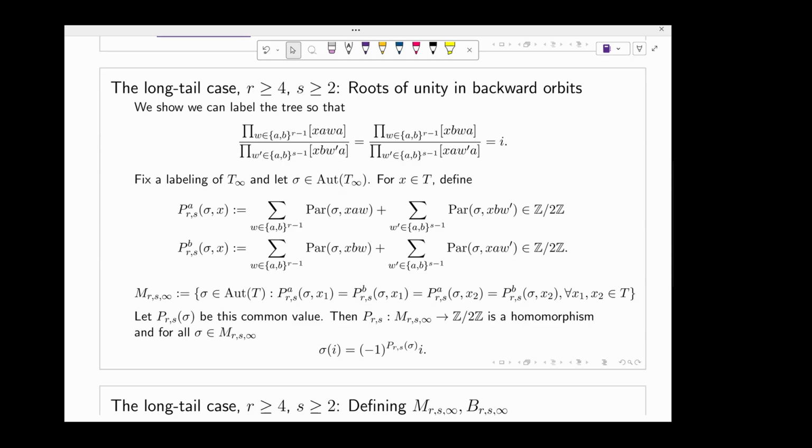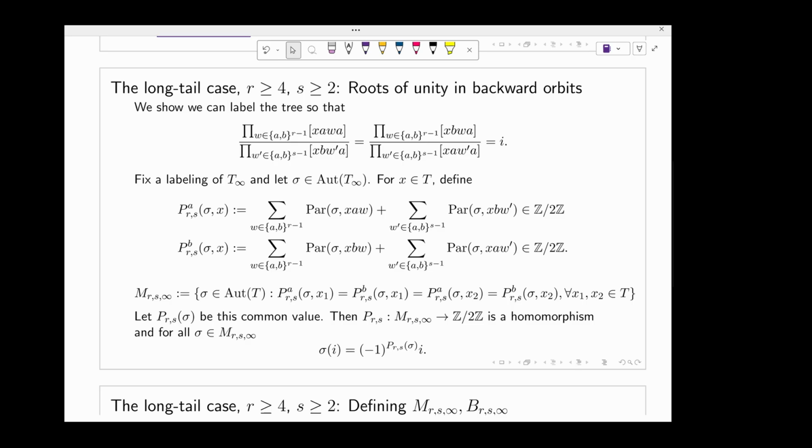In the long tail case, which I mentioned was the simplest case, we can again label the tree so that certain quotients of products of pre-images always consistently give us i rather than minus i. Then we use this tree labeling to construct carefully some other parity relations. Again, we let n be the things that act consistently on all of these copies of i that we have scattered throughout our tree. And then this consistent value of p tells us whether sigma fixes i or maps i to minus i.